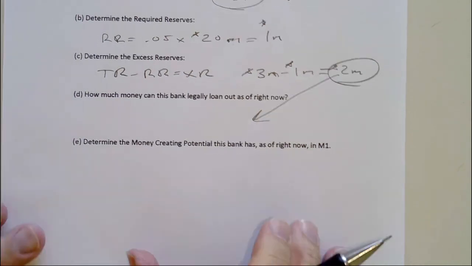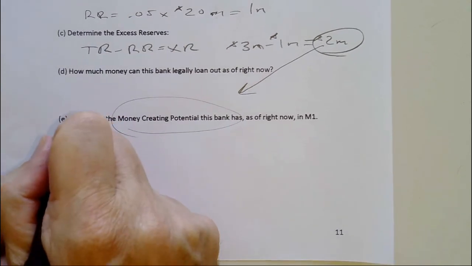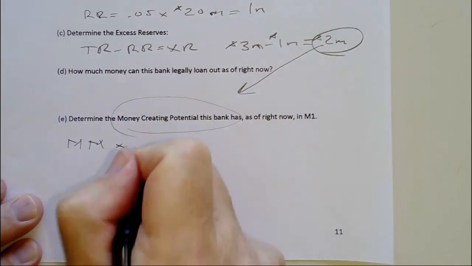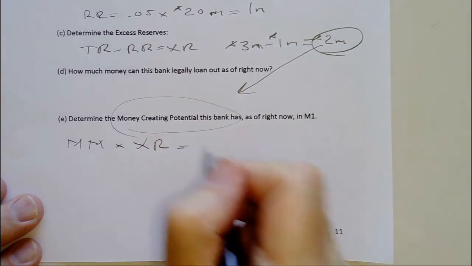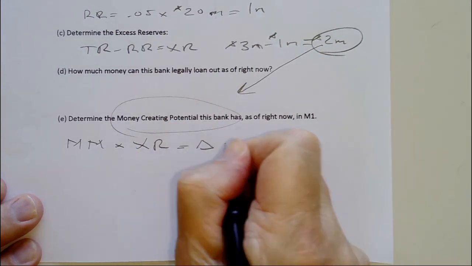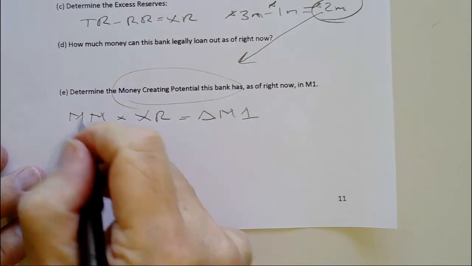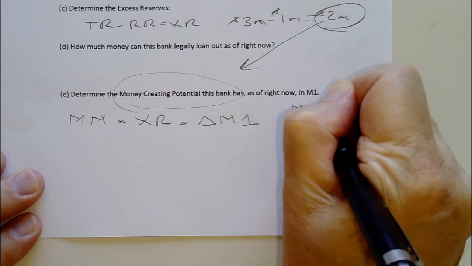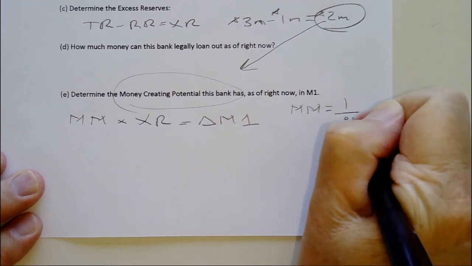So last question, determine the money creating potential of this bank. Well, we want to take the money multiplier times that by our excess reserves, and that'll be the answer. This would be the change in M1. So we need the money multiplier, and the money multiplier is 1 over the required reserve ratio, which is 5% in this case, and a nickel goes in $1.20.